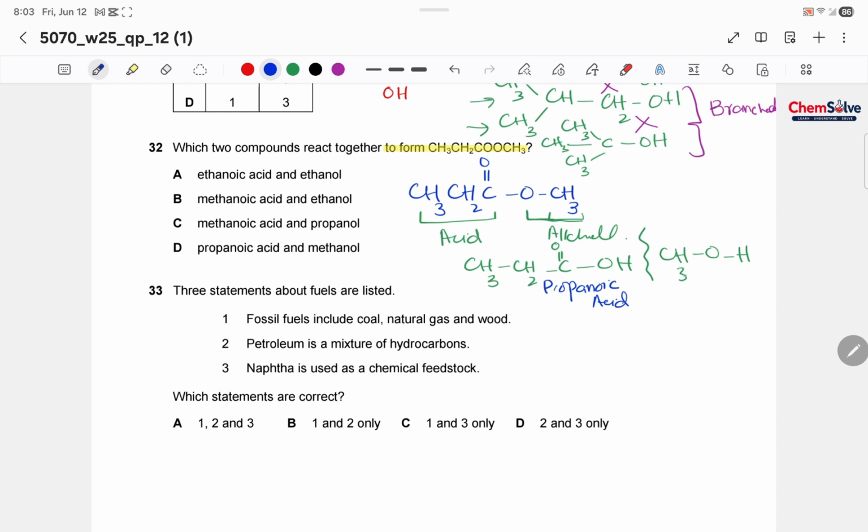And its name would be methanol. Why? Because it contains only 1 carbon. So look at our options, propanoic acid and methanol. D is the correct one.